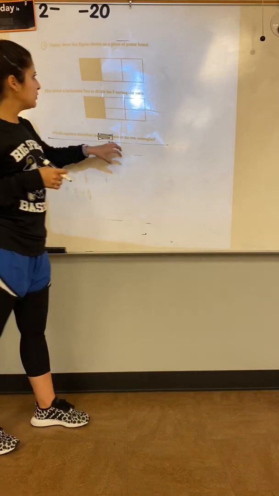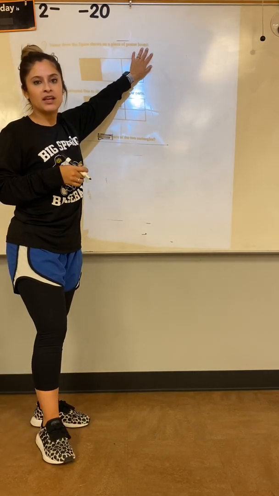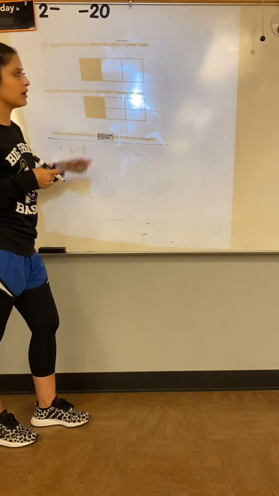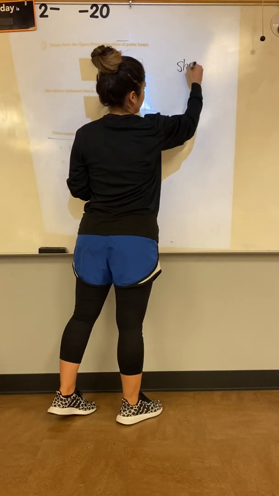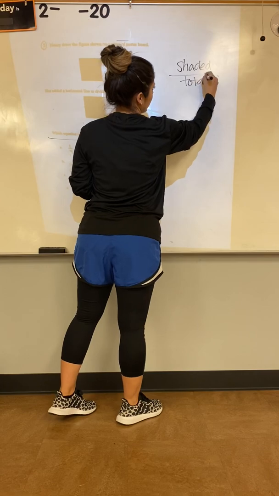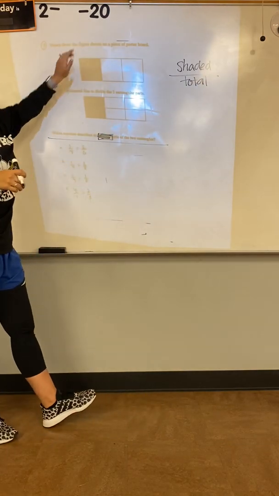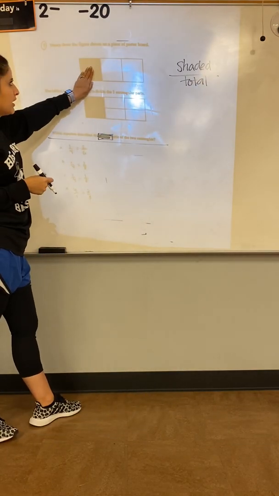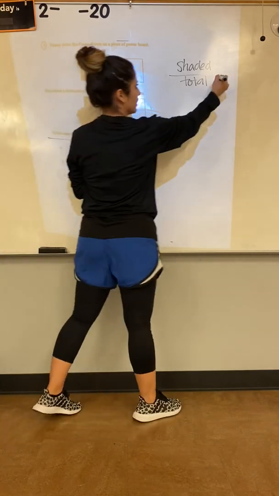Well, anytime we come to a stimulus, we label it. And here it's asking for shaded parts. So I'm writing my fraction as my shaded parts out of my whole, my total parts. So let's name our fractions. Here we have 1 shaded out of 3 total, or 1/3.